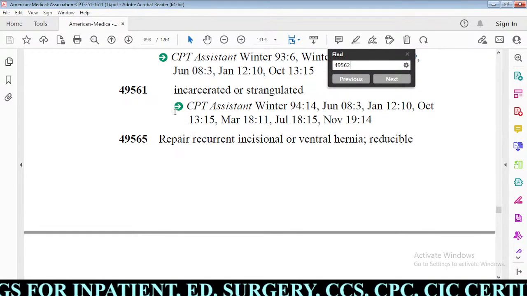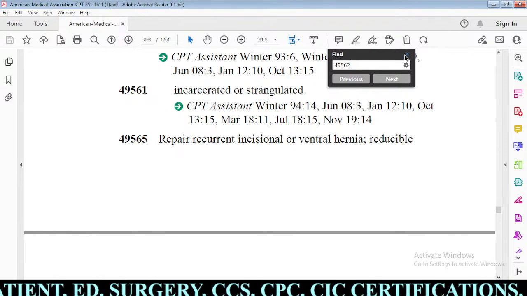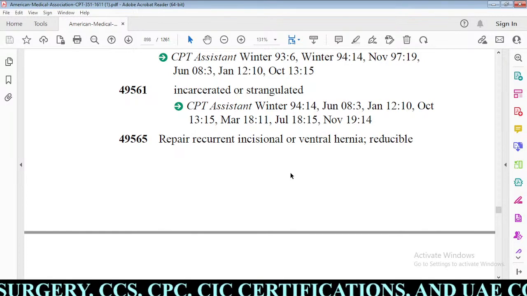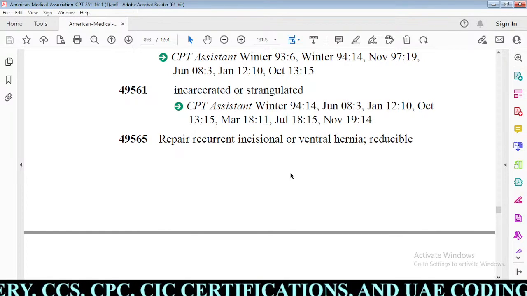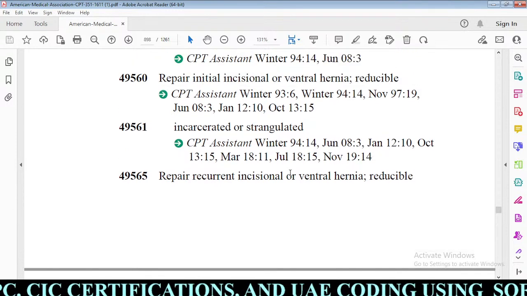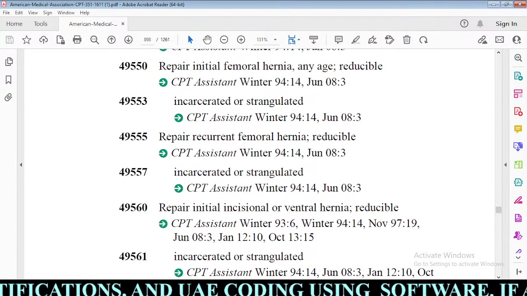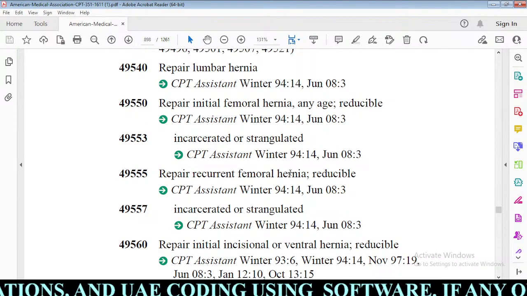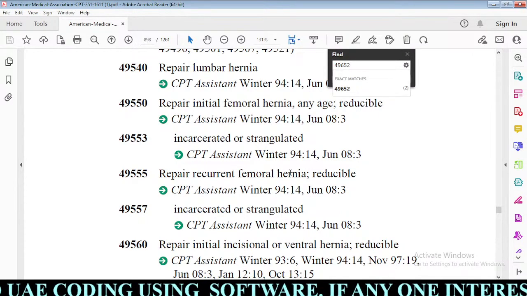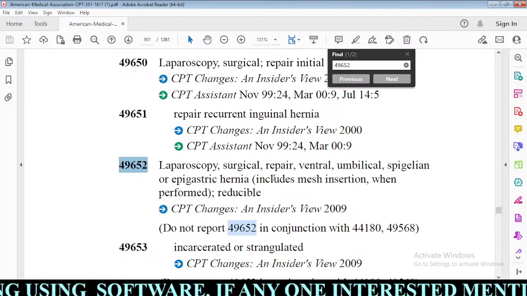So here 49562 is also correct. But based on CPT guidelines, we will not code mesh along with ventral hernia repair. So that's why we can't find 49562, sorry, 49652. Yeah, correct. Yeah, we have the answer. No need to worry. So A is wrong.